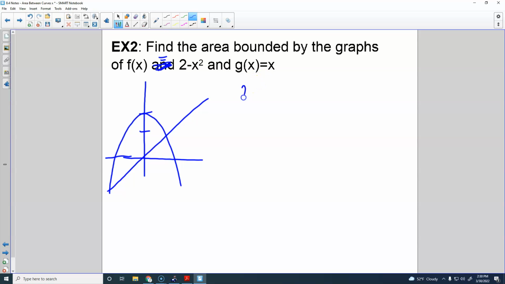So if I take 2 minus x squared and set it equal to x, then I could move everything to one side, so I'll have x squared plus x minus 2. And I could factor.